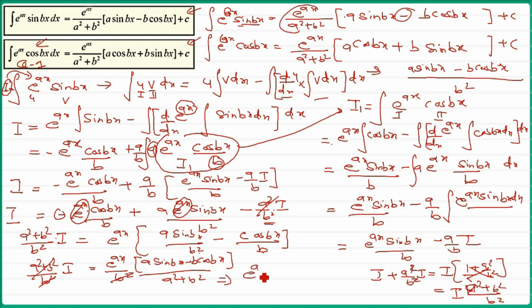e raise ax is already there. The denominator is a square plus b square. Now you have a sin bx minus b cos bx. And now you can add a constant of integration if you want, because indefinite integrals without a constant of integration are not worth anything. So I is this one. I hope you got the idea.